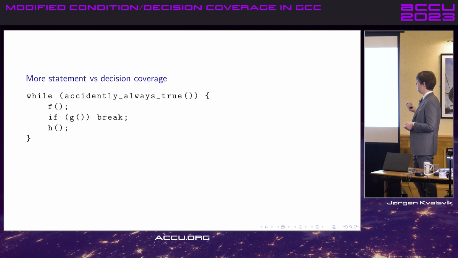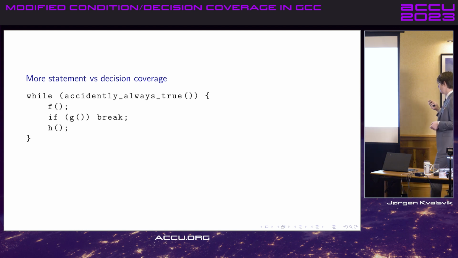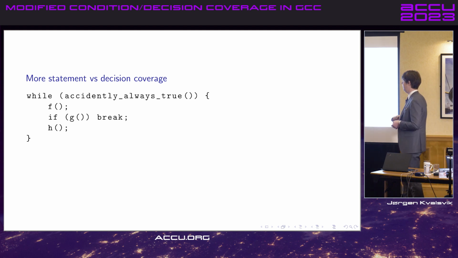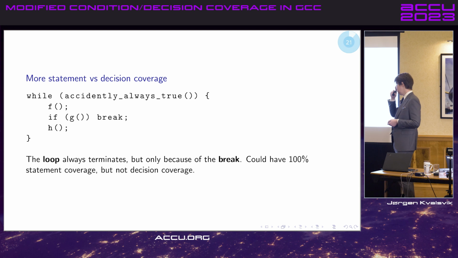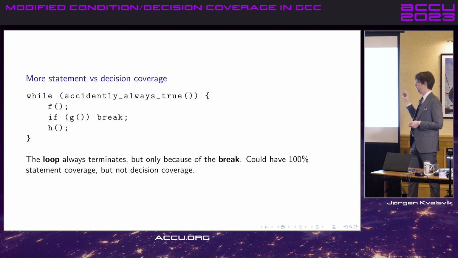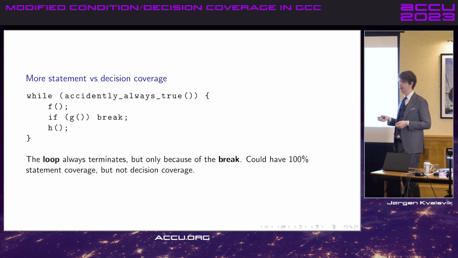So let's expand a bit on the statement and decision coverage. Let's assume you have this program where your loop condition is accidentally always true. It's perfectly easy to write a unit test suite for this, right? You just need to make sure that it breaks at some point. So the loop will always terminate under the assumption that G eventually turns true, right? It's perfectly possible for this to have 100% statement coverage, but not decision coverage.